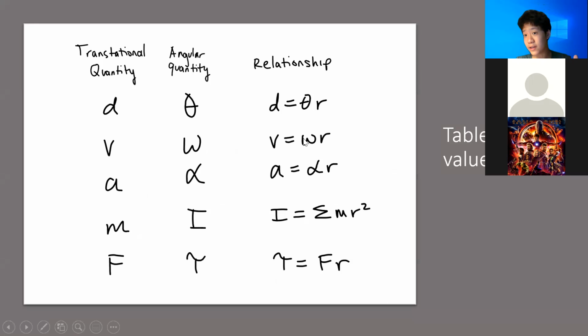Now we've gone over all the values we need. So here's a little handy dandy table of values. Maybe you could take a screenshot of it, or whatever you want to do with it. It compares the translational quantities to our angular quantities and the relationship between them as an equation. So take a screenshot, maybe write this down in your notebook to keep as reference for later. Okay, is everyone done taking the screenshot? All right, let's get going.